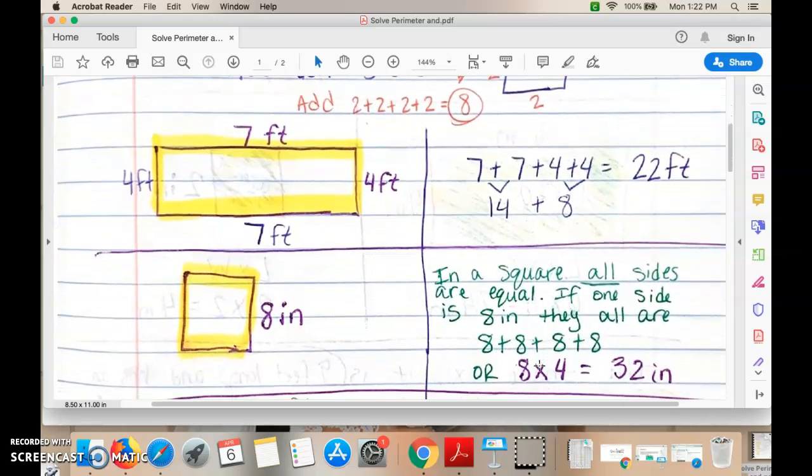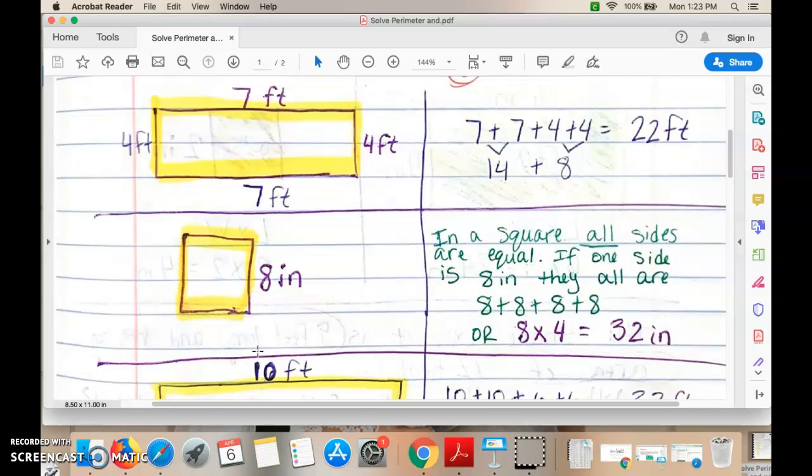If I have a square, 8 inches, you might say, well, Mrs. Brinka, there's only one number here, so I can't add them all up. Well, you know that this is a square, and we know that all sides of a square are equal. If one side is 8, they're all going to be 8. So I can add them all up, 8 plus 8 plus 8 plus 8, or I can take 8 times 4. Either way, you'll get 32 inches. So the perimeter going around the outside of this square is 32 inches.